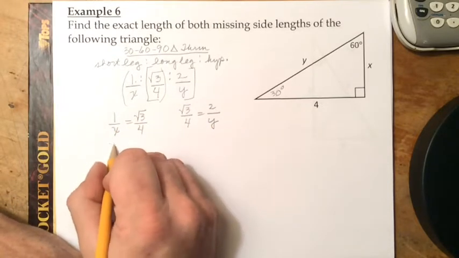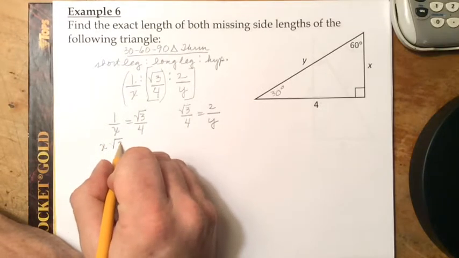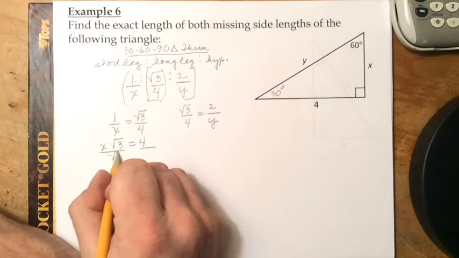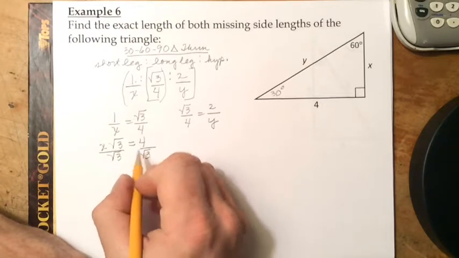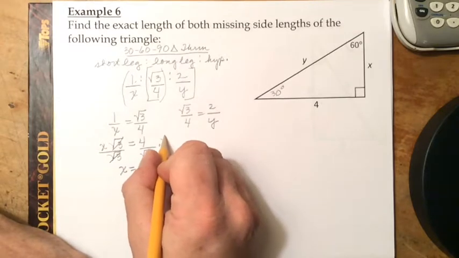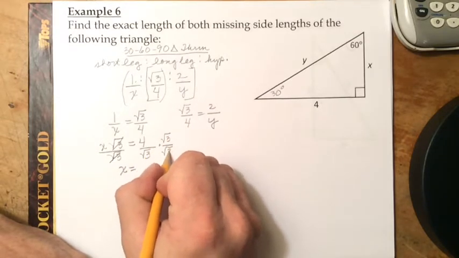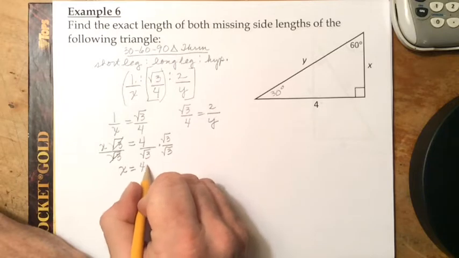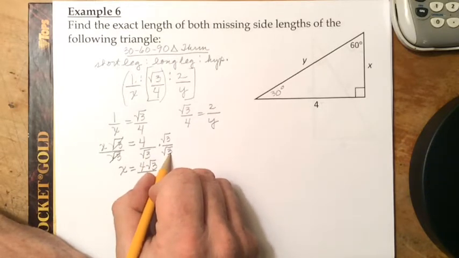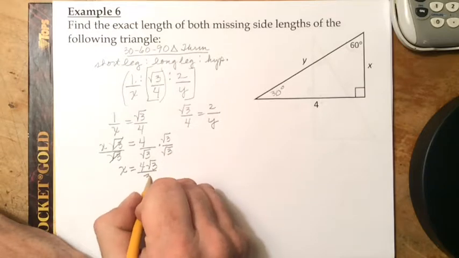Cross multiplying here, we get x root 3 equal 1 times 4 is 4. Divide both sides by root 3. Square root of 3's divide out there, and x is equal to, after rationalizing this, we get 4 root 3 over root 3 times root 3 is root 9, and the square root of 9 is 3.